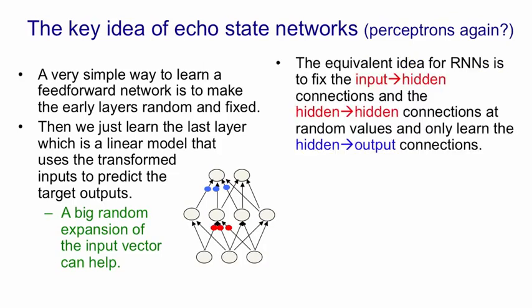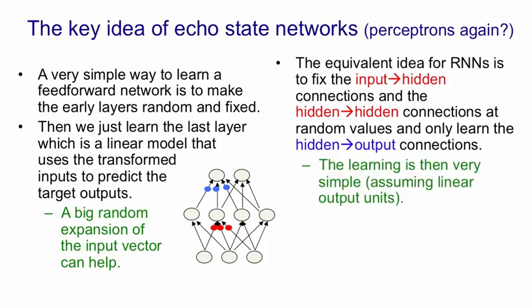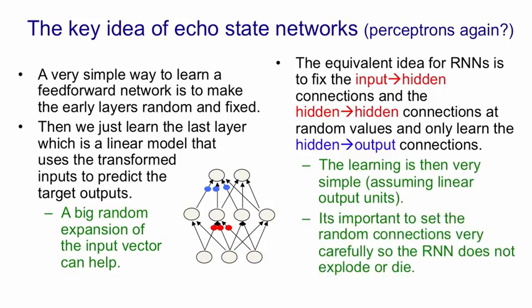The idea is to make the input-to-hidden connections and the hidden-to-hidden connections have random values that are carefully chosen, and just learn the final layer of hidden-to-output connections. The learning is then very simple if you use linear output units, and it can be done extremely fast. This approach is only ever going to work if you set the random connections very carefully so that the recurrent neural network doesn't die out with no activity and doesn't explode.